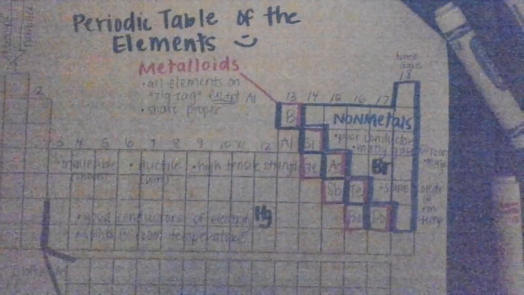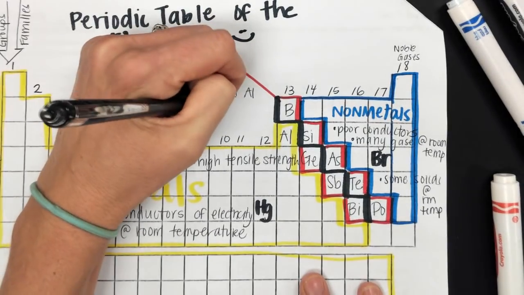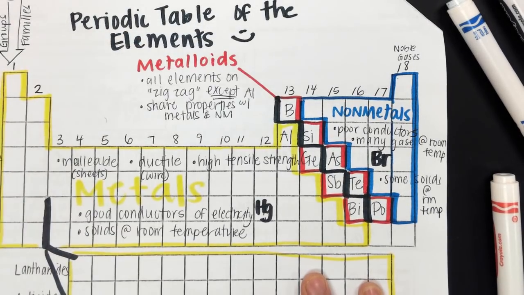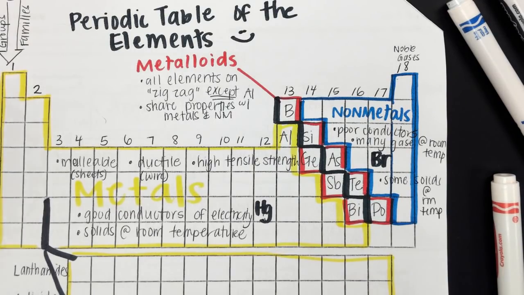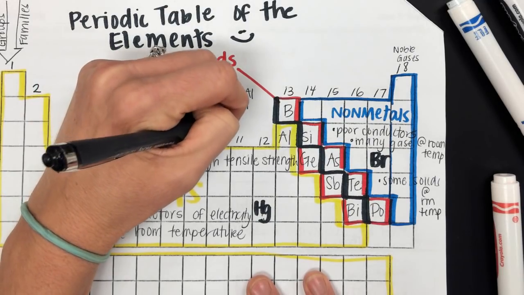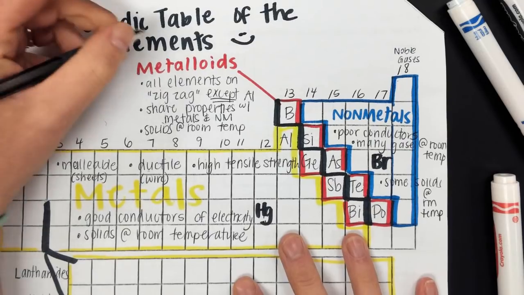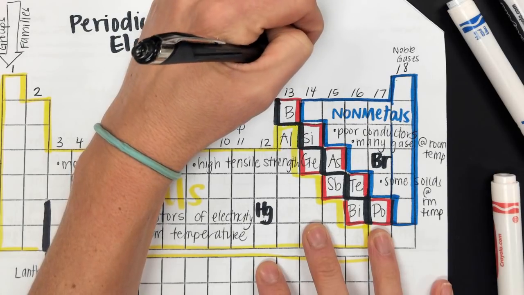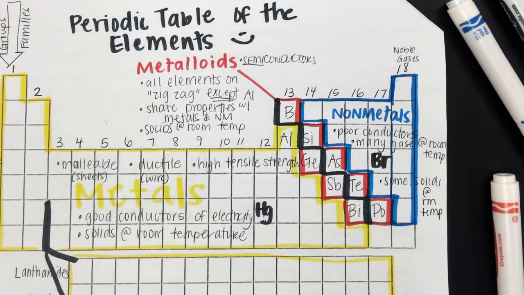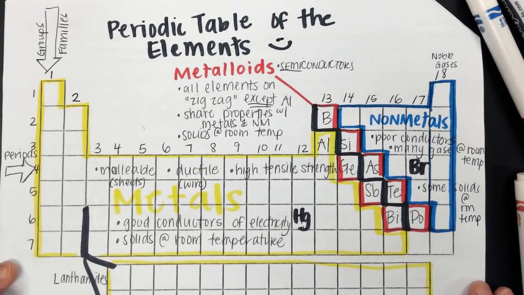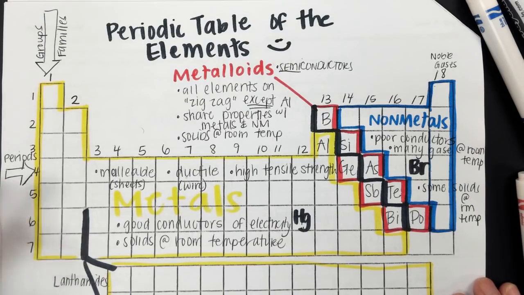They share properties with metals and nonmetals. I'm going to abbreviate nonmetals NM. Okay, they are all solids at room temp, and they are semiconductors of electricity.